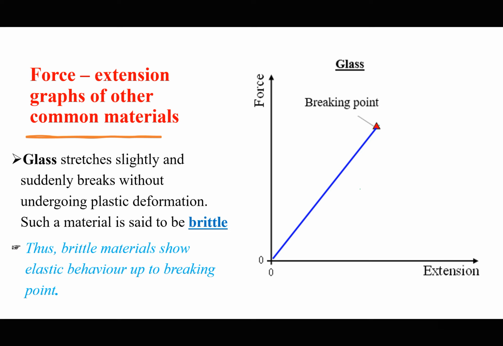It's the same thing with the ceramic materials such as clay or materials made from clay. They will stretch up to the breaking point and suddenly break. Those materials are said to be brittle, as opposed to the ductile materials which first undergo elastic, then plastic deformation before they break. Another common material that we are going to talk about is rubber.